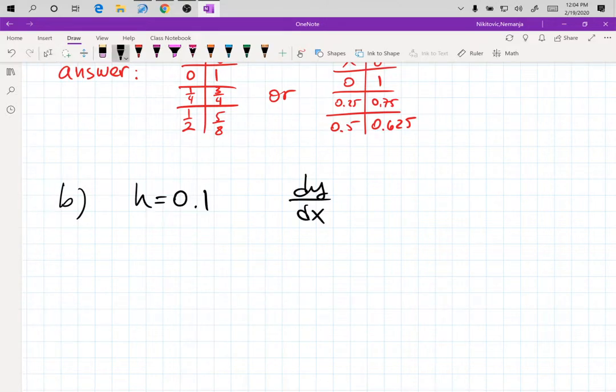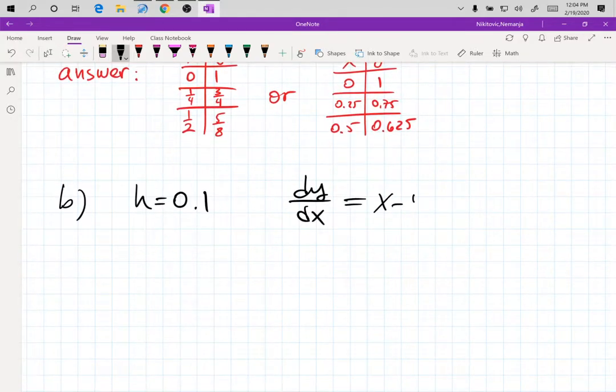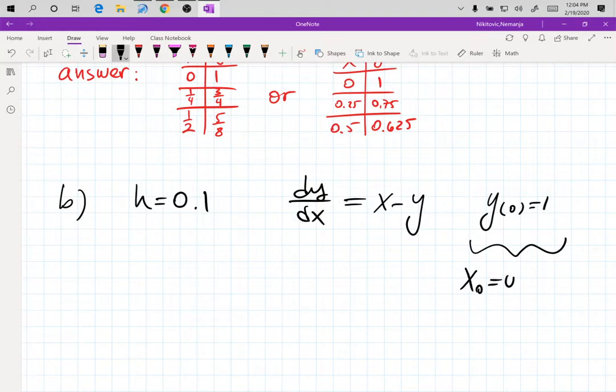Was it x minus y or y minus x? X minus y. Thank you. And we had our initial condition y of 0 is 1. Again, this over here spits out x0 is 0, y0 is 1. You have to be able to read the initial condition. So I got how you got the y array.